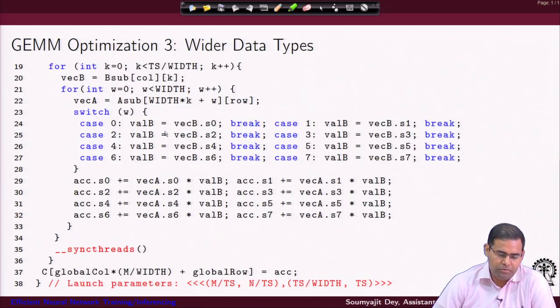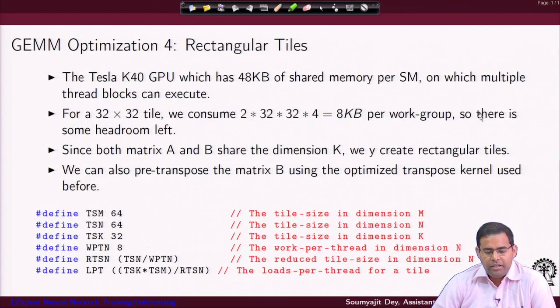That also required us to go through this complex switching of values, which we have already explained in the last lecture, how to support the wider data types. But the next thing that comes is what we call rectangular tiles. We will just do a brief recap of why that is required.